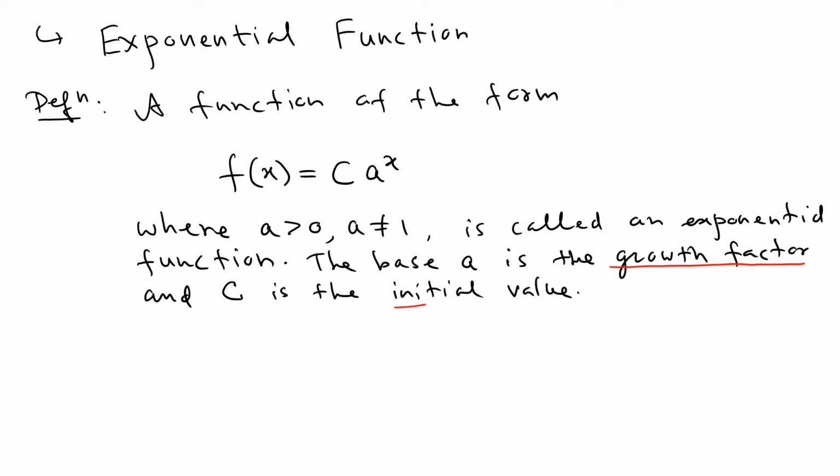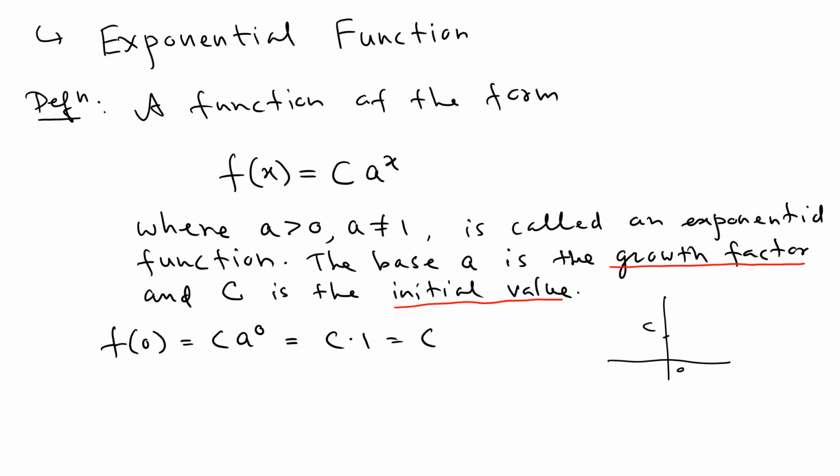Why do we call this the initial value? You can see that if you plug in 0, you get c a to the 0, but we know that a to the 0 is 1, so it is c times 1, which is c. So that is the value at 0. That's why we call it the initial value.